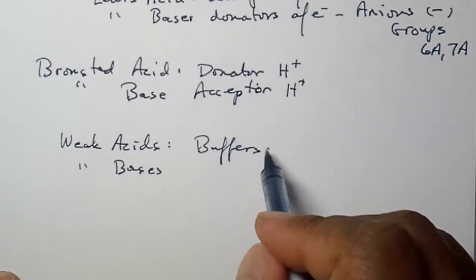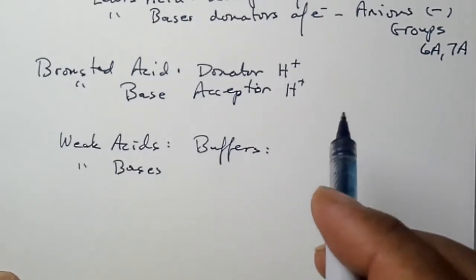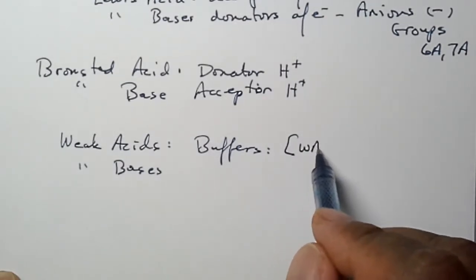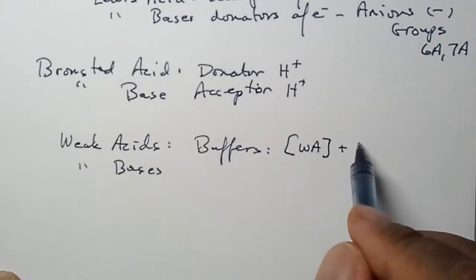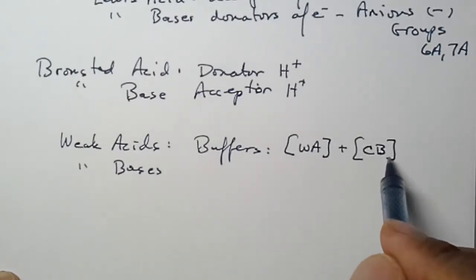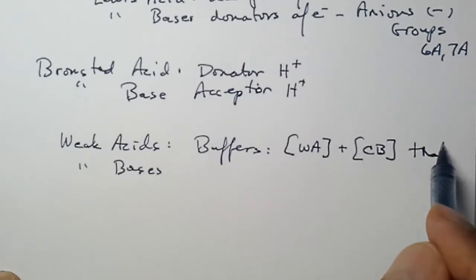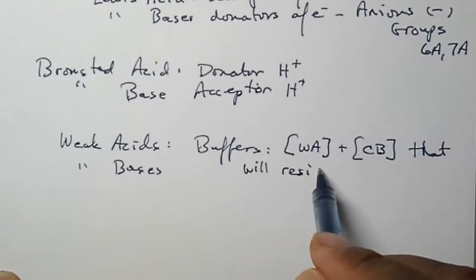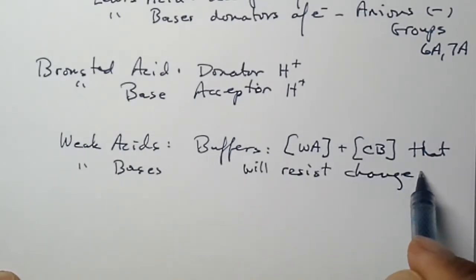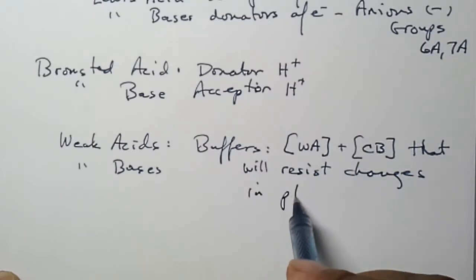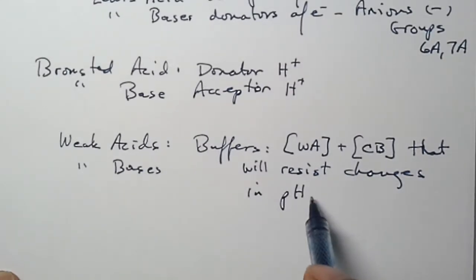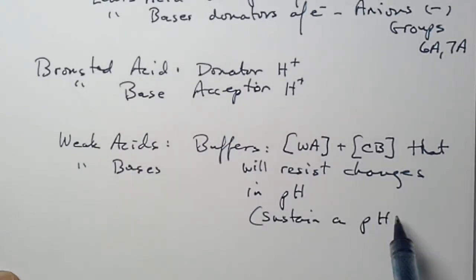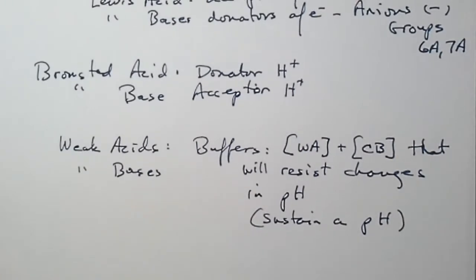And what's a buffer? Okay, a buffer is actually a concentration of a weak acid plus a concentration of its conjugate base that will resist changes in pH, or in other words, will sustain a pH at a certain level.